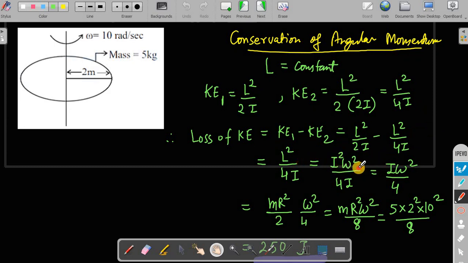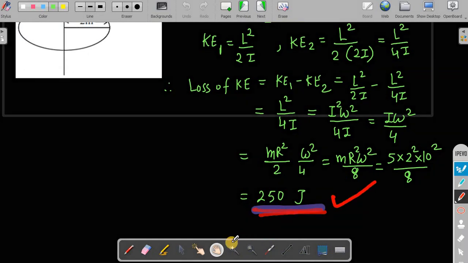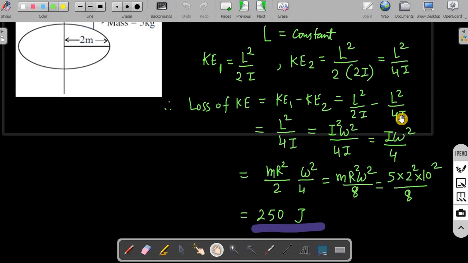L is I into omega, substitute. So I square omega square, one I cancelled, so I omega square by 4. Now what is this I? This is a disk, right? So for a disk, I is m r square by 2, into omega square by 4, gives m r square omega square by 8. Substitute the values given in the question: mass is 5 kg, radius is 2 meter, omega is 10. Substitute and calculate, and that is 250. That's the correct answer, right? Such types of questions do come in JEE. Okay, let's go to the next.